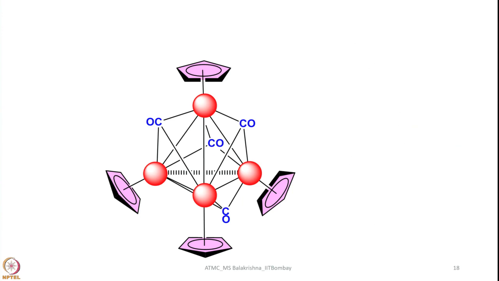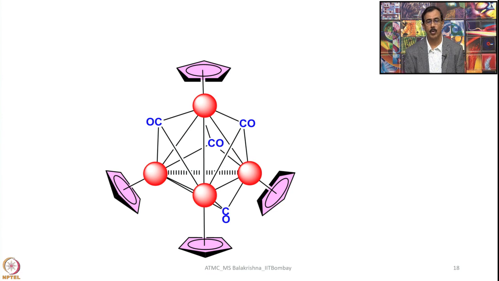Now I have given a system here, and in this one you have to identify the metal species. Just try to work out about this one. In my next lecture I shall tell you about how to identify the metal ion in this kind of interesting 18 electron puzzles.